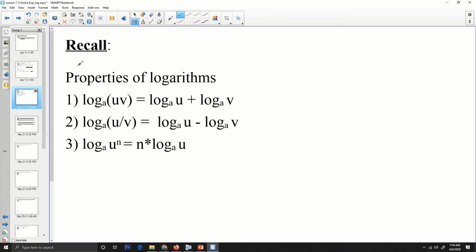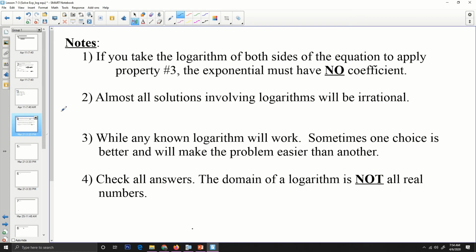And so just as a quick review, if you have a logarithm that is the product of two values, you can separate that product into two different logarithms with a sum. If you have the quotient of an expression in a logarithm, you can separate that into logarithms separated by a subtraction. And then again, if you have a logarithm of an exponential, you can bring that exponent down in front. If you take the logarithm of both sides of the equation to apply property 3, the exponent must have no coefficient, and I'm going to show you an example of that in the examples here quickly.